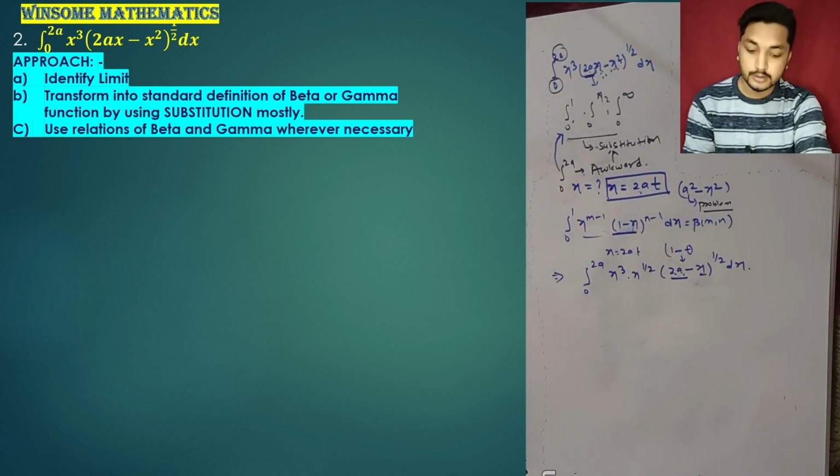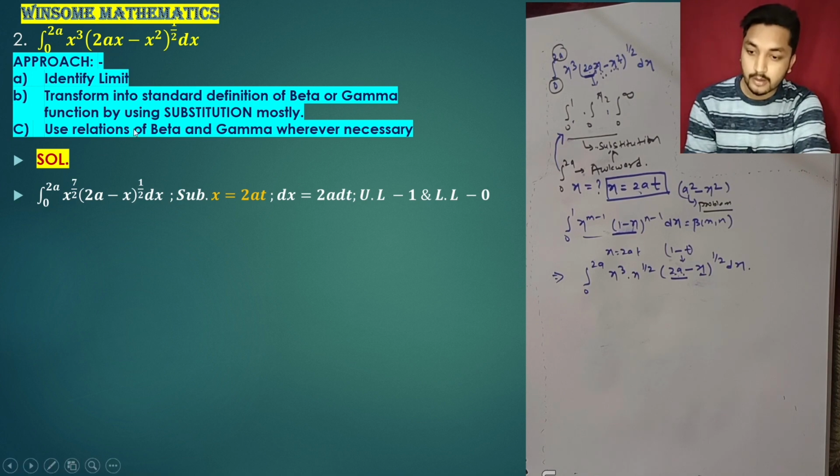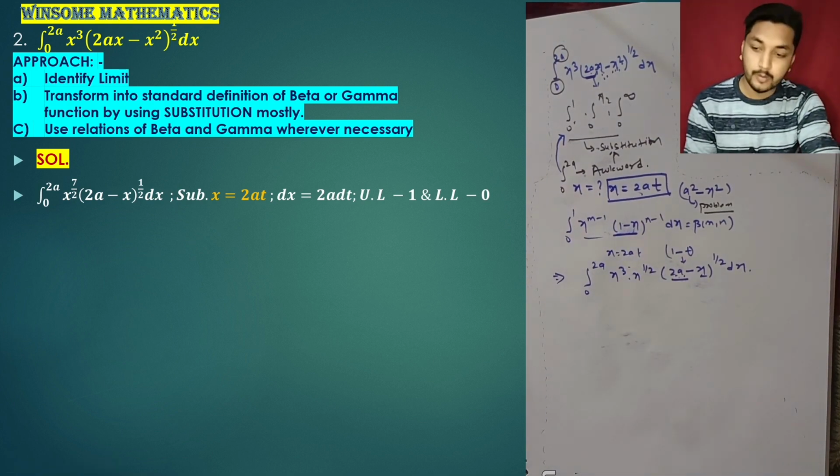Okay, so now just see what we did. Yes, we substituted x is equal to 2at. Why? This is very clear. Integral from 0 to 2a of x to the power 7 by 2, how is this? So simple, 3 plus 1 by 2, 7 by 2, times (2a minus x), and dx is equal to 2a dt. This is very clear. Upper limit is 1 and lower limit is 0.